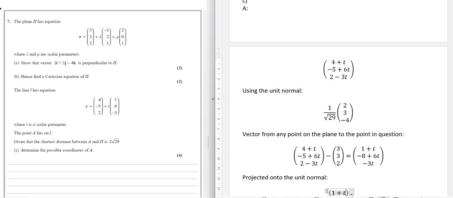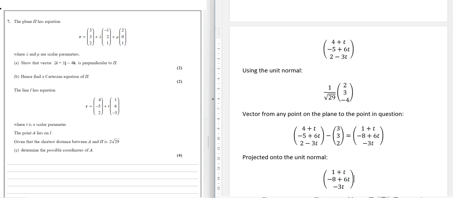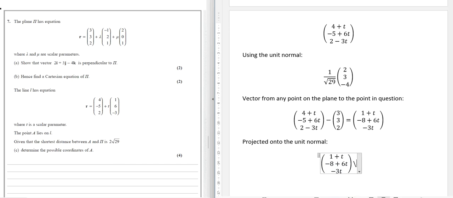So (1 plus t, minus 8 plus 6t, minus 3t) projected onto (2, 3, minus 4) just means dotted with it. The 1 over root 29 needs to be there, but it doesn't need to be inside this vector. Perfectly at liberty to leave it out in the cold. And I happen to know that that distance is 2 root 29.